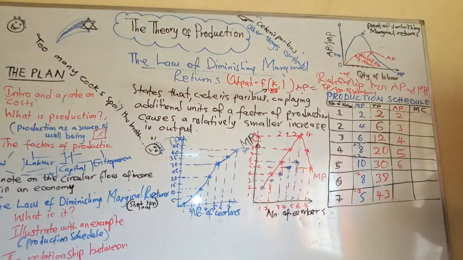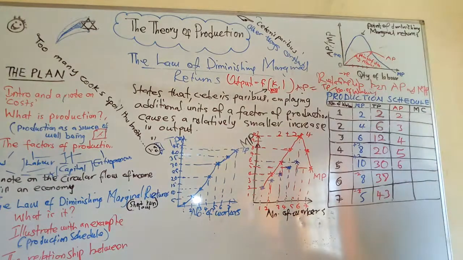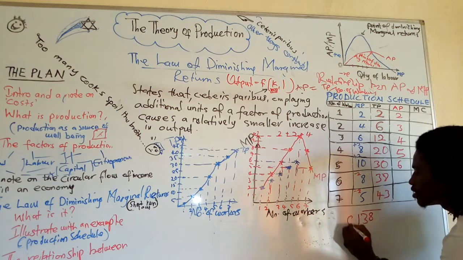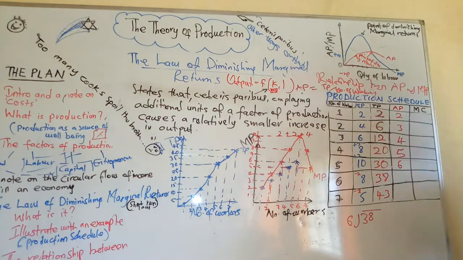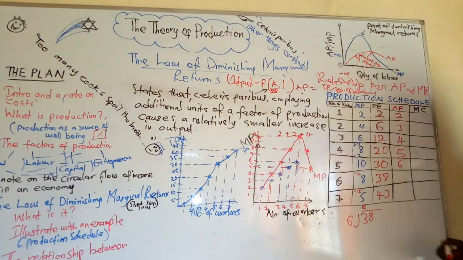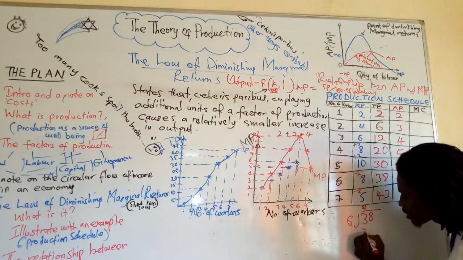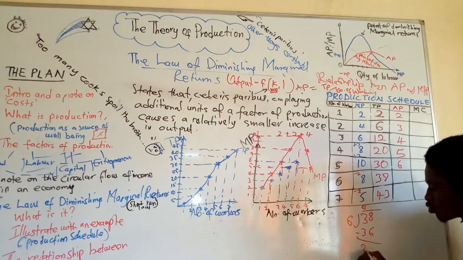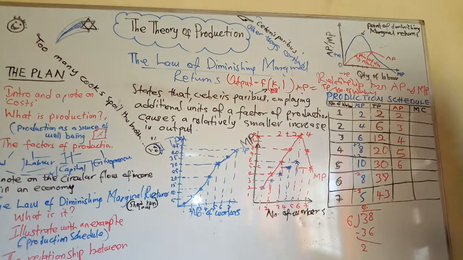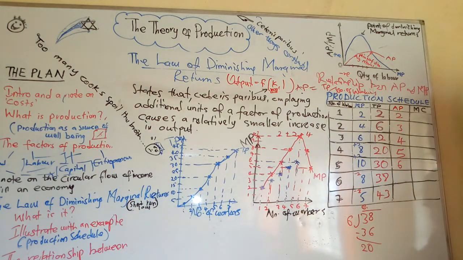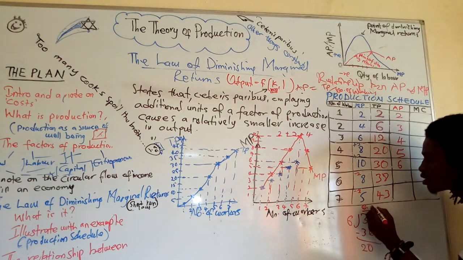And then when we hire the sixth worker, we have 38 as the total product. 38 divided by 6. How many times can 6 come into 38? Well, we know 6 goes into 36 6 times. So that would be 6 remainder 2. 6 times 6 is 36. If we subtract the 36, 38 minus 36 is 2. 6 into 2 we cannot, so we put our decimal point and add 0. 6 into 20 will be 3 times, because 6 times 3 is 18.